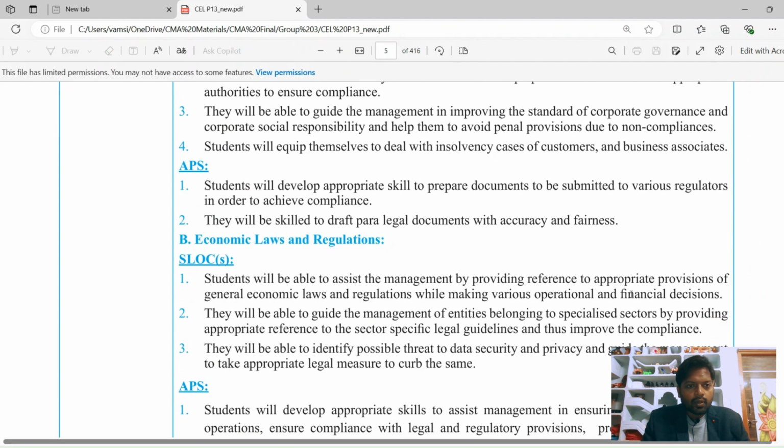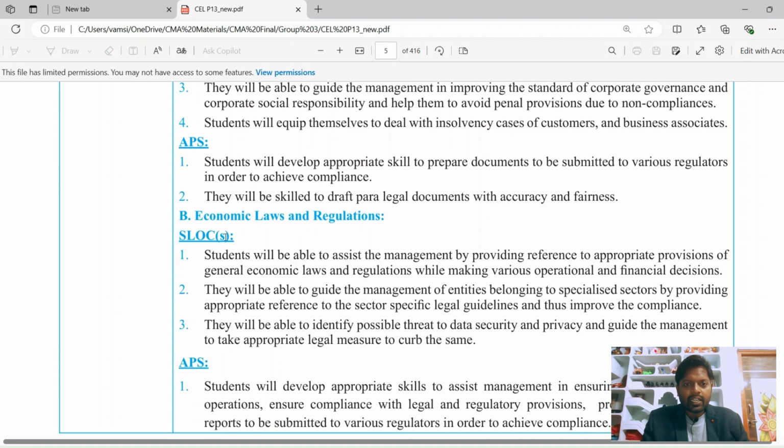APS one, students will develop appropriate skill to prepare documents to be submitted to various regulators in order to achieve compliance. Number two, they will be skilled to draft paralegal documents with accuracy and fairness. Students also gain the knowledge of how to prepare the documents to submit to different authorities, in the central government or state government, for following the regulatory compliance by newly established companies.